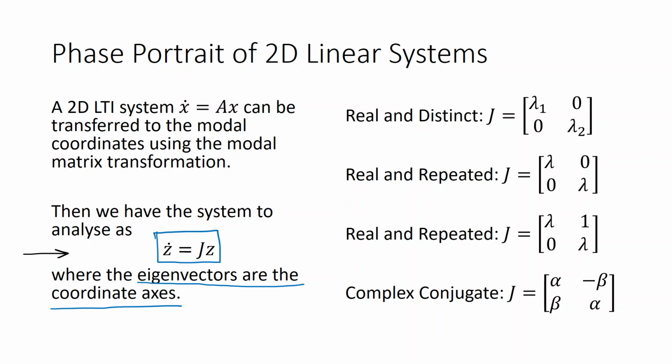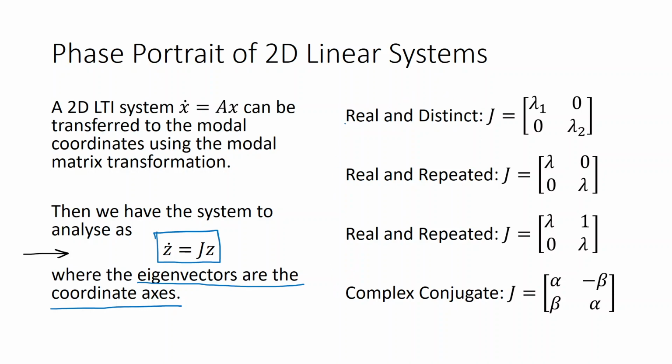So the behavior that we will see in the modal coordinates is also the behavior in the original coordinates. The qualitative behavior will remain the same. Qualitative behavior means whether convergence is there, whether divergence is there, this behavior will remain the same. So when we are in the modal coordinate system, the J matrix for two-dimensional linear systems can have only these four forms.